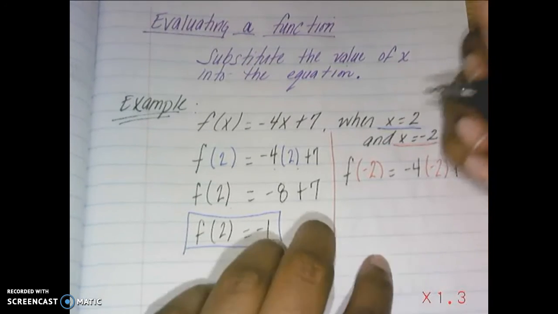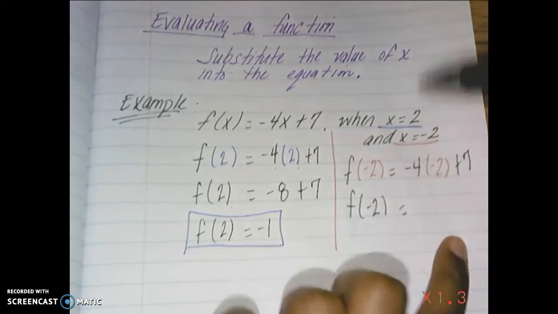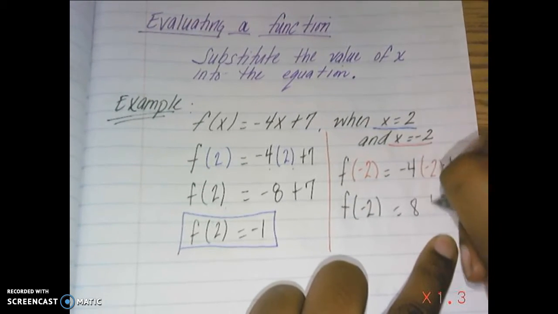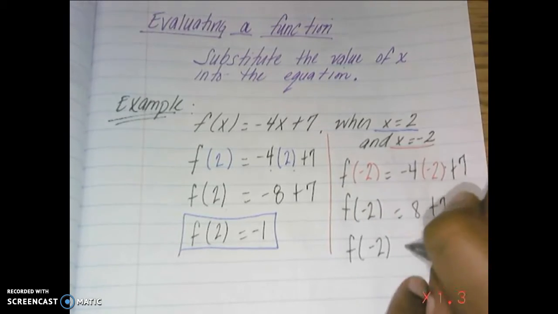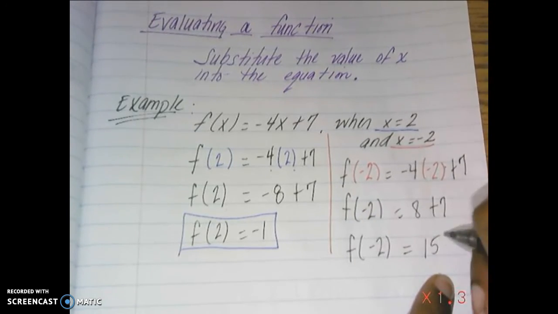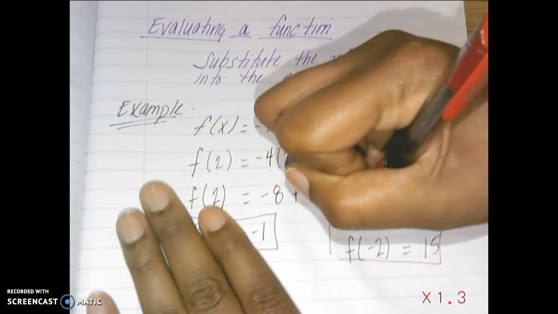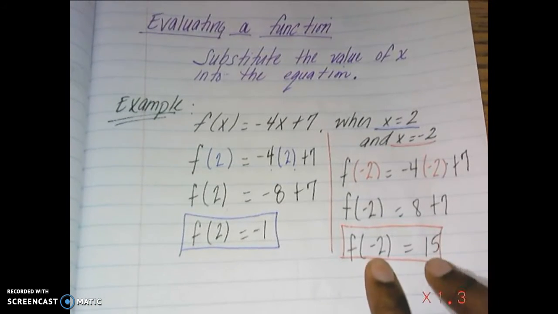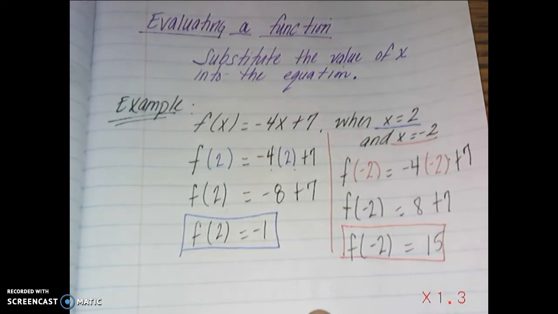So if you simplify, f of negative 2 equals negative 4 times negative 2, which would be a positive 8, plus 7. So f of negative 2 is going to equal a positive 15. So your final answer here is f of 2 is negative 1, but f of negative 2 is 15. I'm about to say 16.